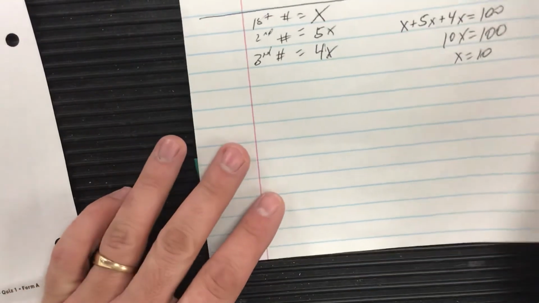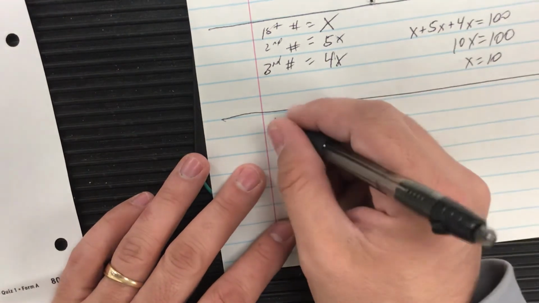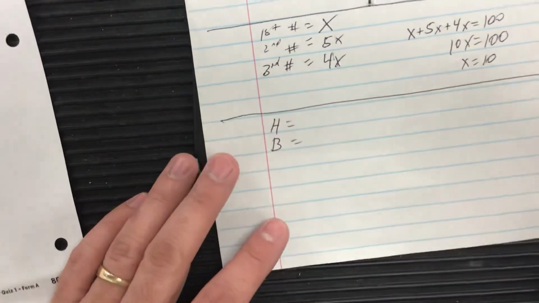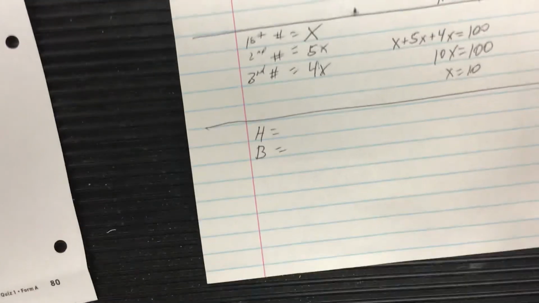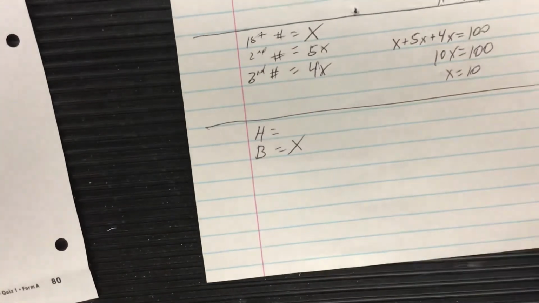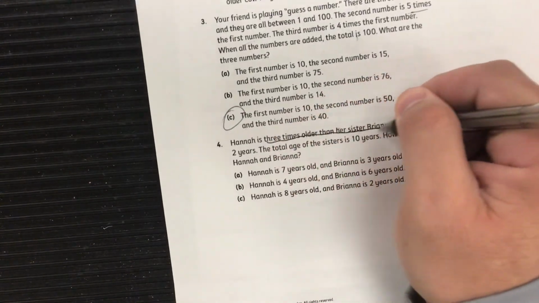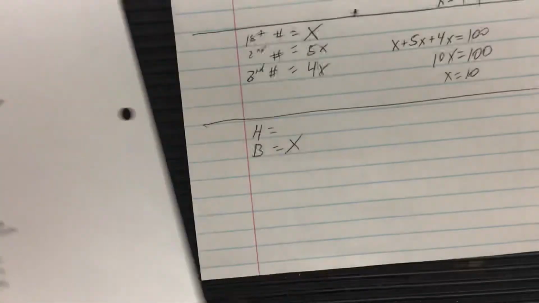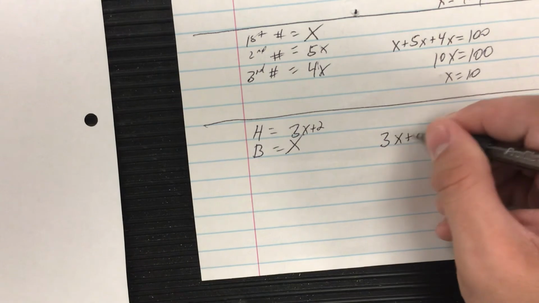Last one. Hannah is 3 times older than her sister Brianna plus 2. So I got Hannah and I got Brianna. Again, all these are starting the same. So the one you have no idea about is Brianna. So Brianna gets the X. So now the question is, Landon, how do I show 3 times as old as Brianna? 3x plus 2. All right. And now those add up to what, Caleb?